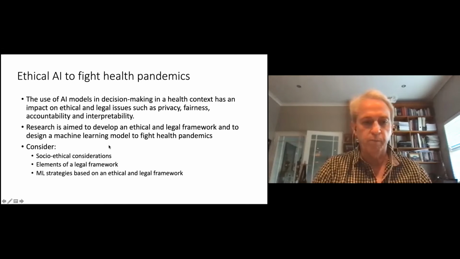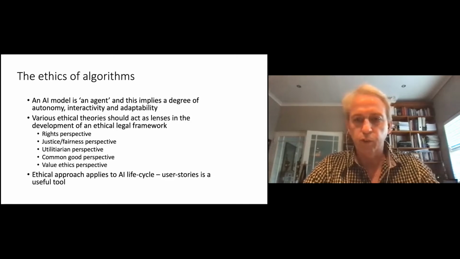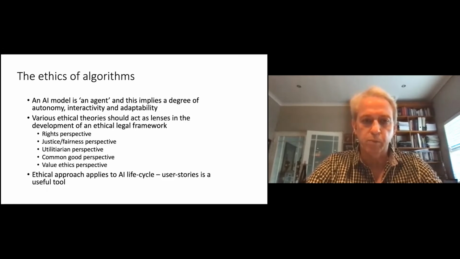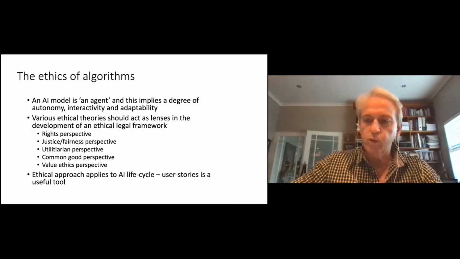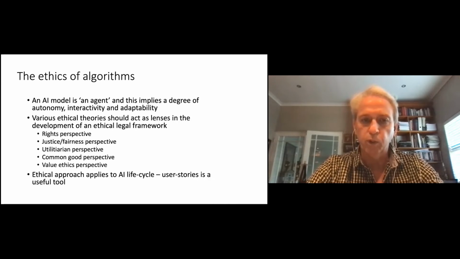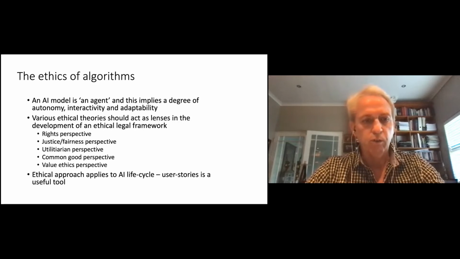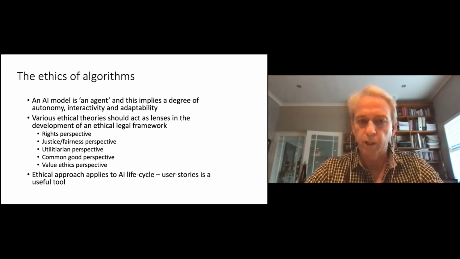And to do that, we had to work very closely in the team, iteratively, back and forth, interacting with each other, but starting off from the ethical perspective. And as I indicated, different ethical theories can be used as different lenses to look at the development of such an ethical legal framework. But having said that, the ethical approach also implies that the AI model should be seen as an agent, meaning that there's some degree of autonomy and interactivity and adaptability in that model because it represents something. And in our case, the agent is a learning agent. So we develop a statistical model, a machine learning model that learns and could make some predictions, to put it very simply.